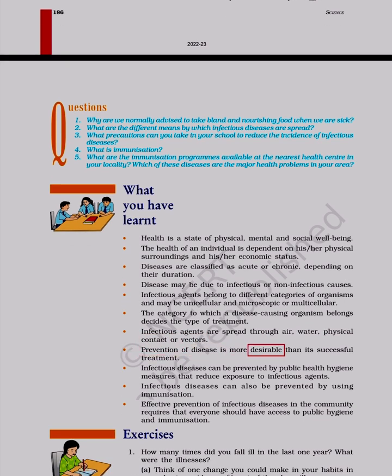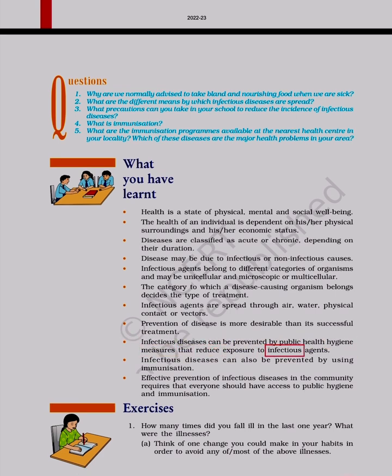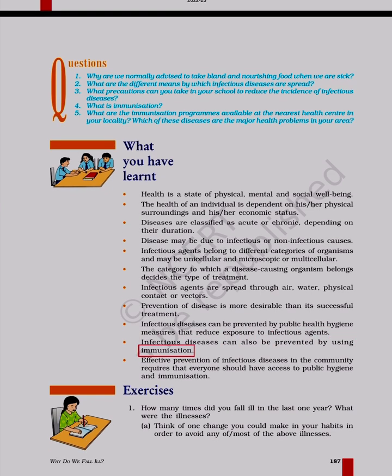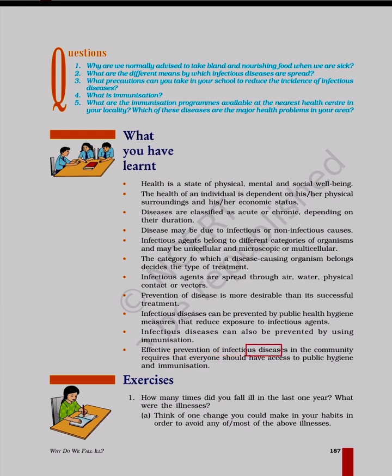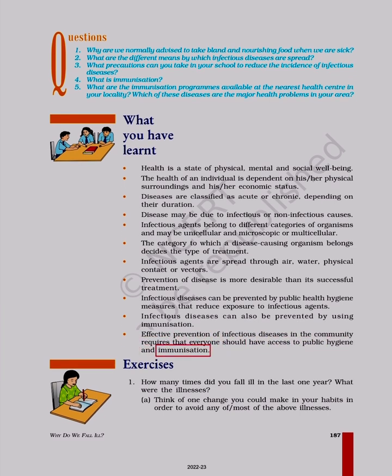Prevention of disease is more desirable than its successful treatment. Infectious diseases can be prevented by public health hygiene measures that reduce exposure to infectious agents. Infectious diseases can also be prevented by using immunization. Effective prevention of infectious diseases in the community requires that everyone should have access to public hygiene and immunization.